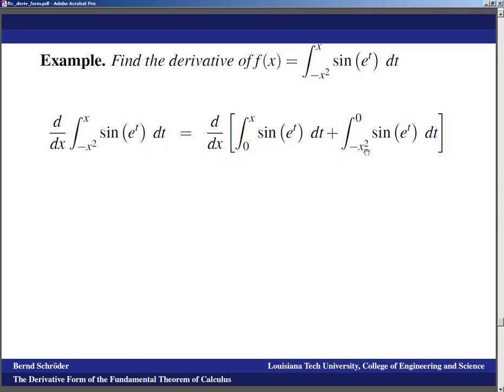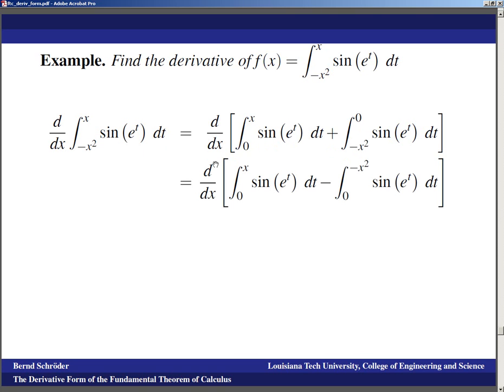This one has a variable lower bound rather than a variable upper bound, but we can flip that, right? So from here to here, we just do the same thing and realize that the plus integral from negative x squared to 0 is the negative integral from 0 to negative x squared. If you flip the bounds, your integral switches its negative sign. Now we can take the derivative.